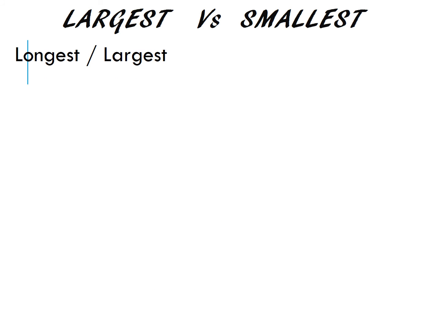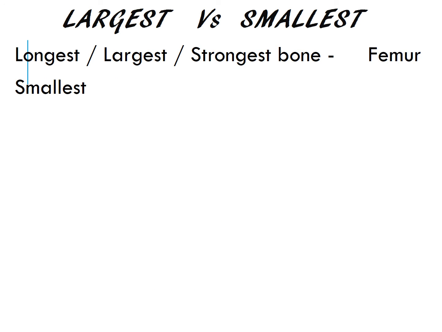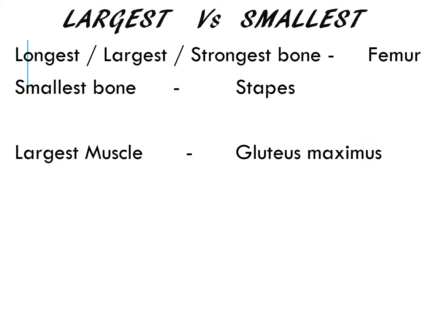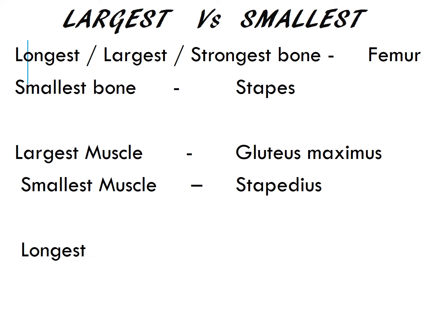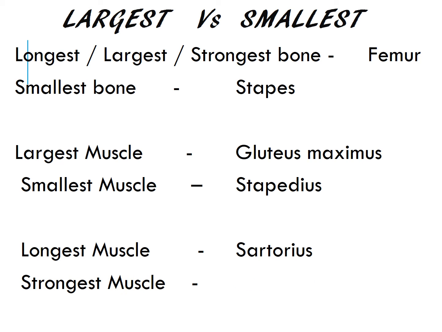Now the longest, largest and the strongest bone is femur. What about the smallest? It is stapes. Let us discuss the muscles. The largest muscle is gluteus maximus, which is present in the buttocks. What about the smallest muscle? It is the stapedius. Longest muscle is sartorius, strongest is masseter. So please remember: smallest bone stapes, smallest muscle also stapedius.